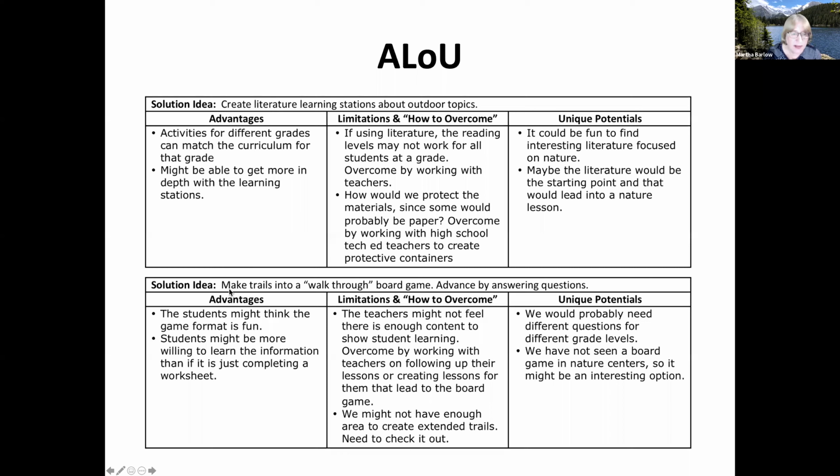So you would do the same thing with making trails through a board game. And maybe you have another one. By analyzing like this, your team can then discuss, based on the advantages, the limitations, and how can we overcome them? How easy will that be? What are the unique potentials that we could get involved with and make it more exciting? These are ways to make a decision and say, based on this, let's do those literature learning stations first, and then we'll think about the board game.